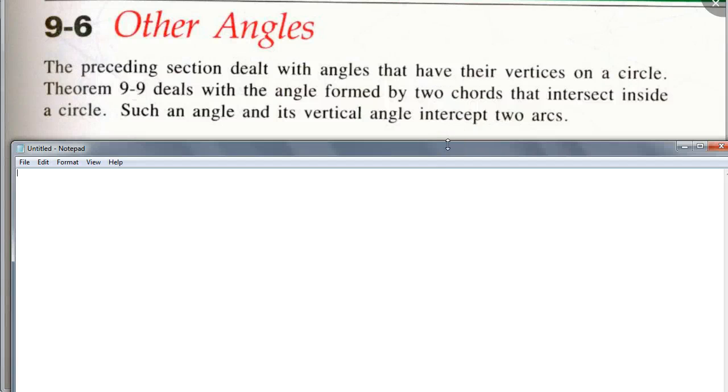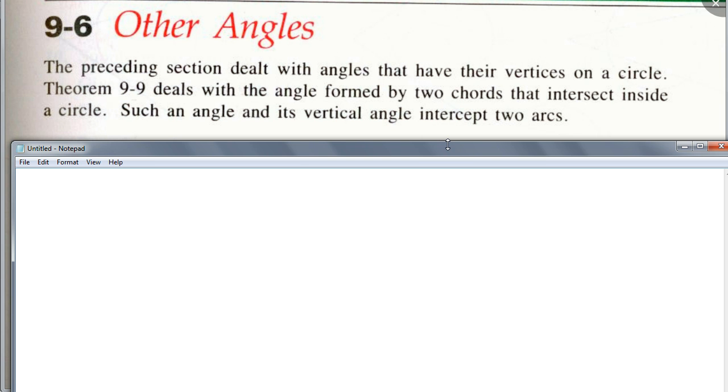Other angles. The preceding section dealt with angles that have their vertices on a circle. Theorem 9 deals with the angle formed by two chords that intersect inside a circle. Such an angle and its vertical angle intersect two arcs.